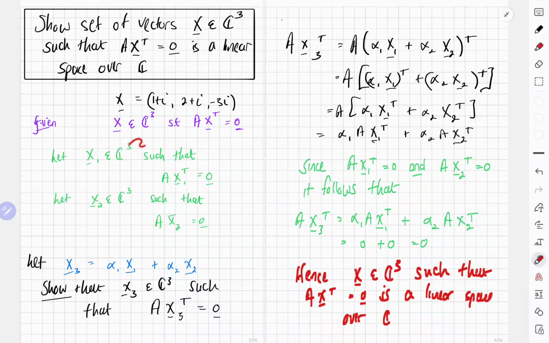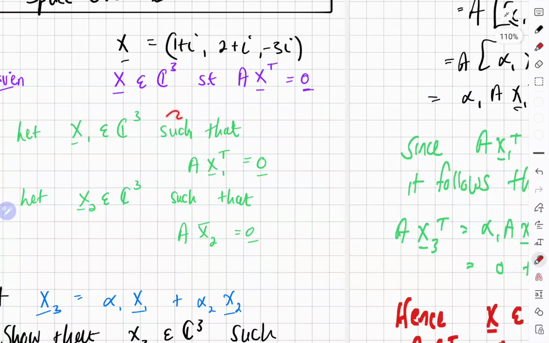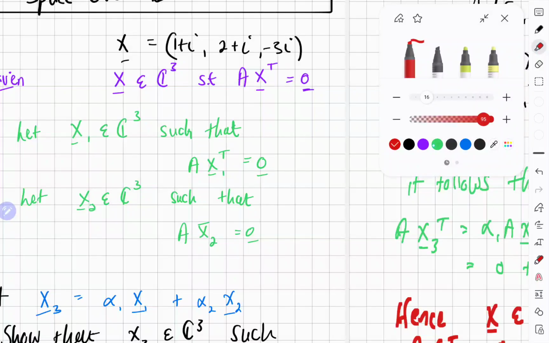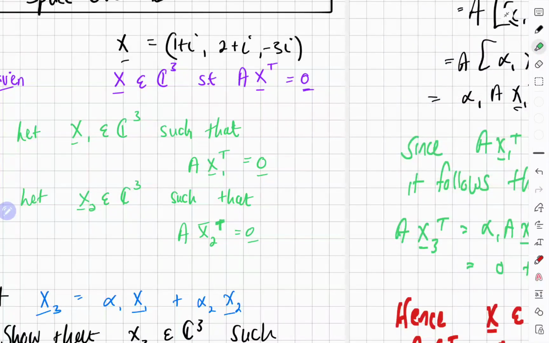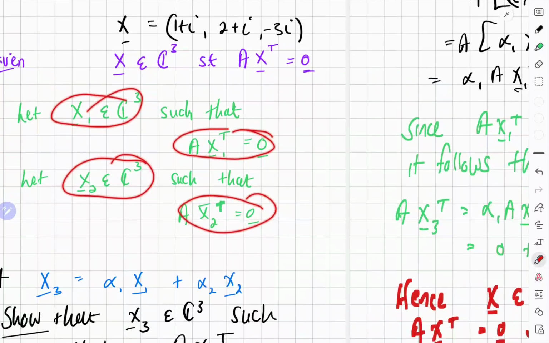Now recall what I said you must always do in the first two steps. You're going to let x1 be in C3 with that specific property. So in this case, such that A x1 transpose is 0. So you're going to choose two vectors in C3. So the other one is x2 in C3, such that A x2 transpose is 0. So that is very important. Remember what I said, that you choose these two vectors with a specific property.